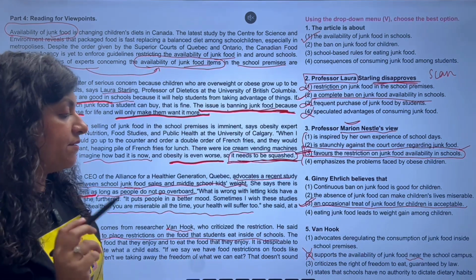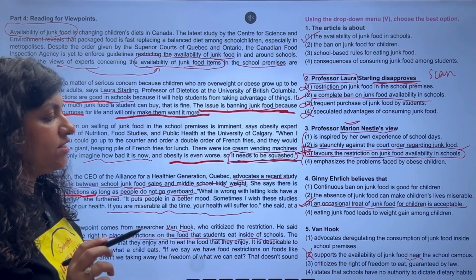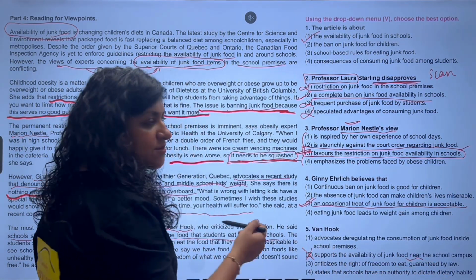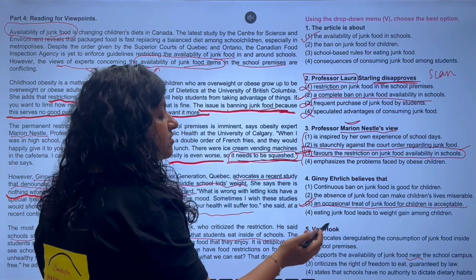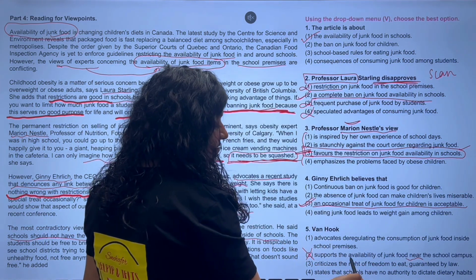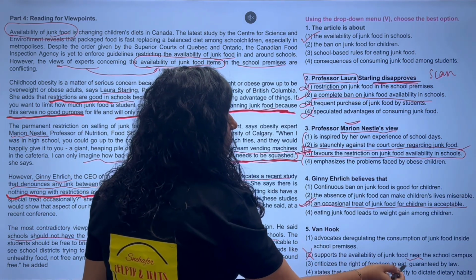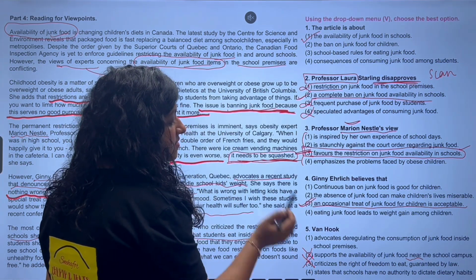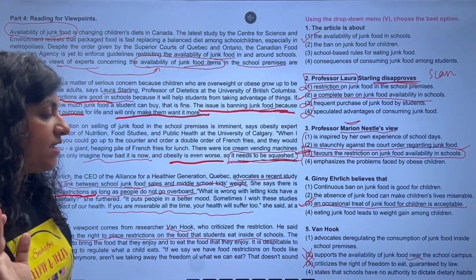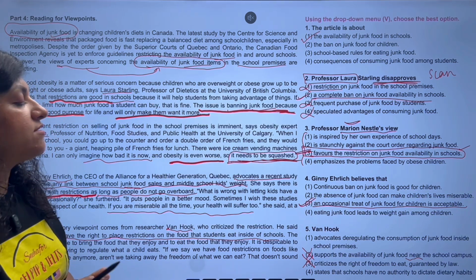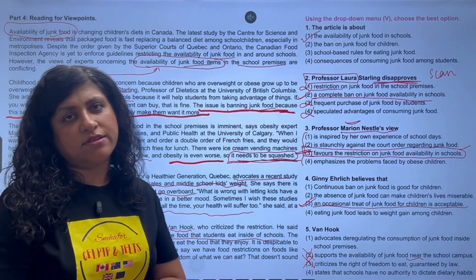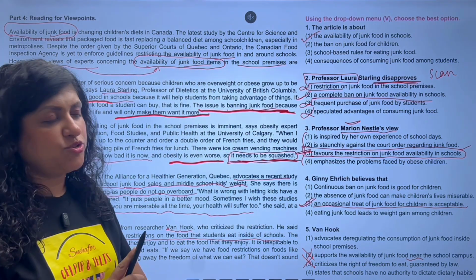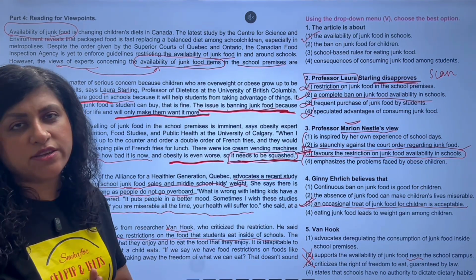Third says, criticize the right of freedom to eat guaranteed by law. Nothing related to being guaranteed by law is being discussed. It's a very general viewpoint. He's not criticizing the right of freedom to eat which the law guarantees. Nothing of that sort has been discussed. So C cannot be my answer as well. Now we are stuck between first and fourth. Both seem correct, right? But one option is more specific to the text.